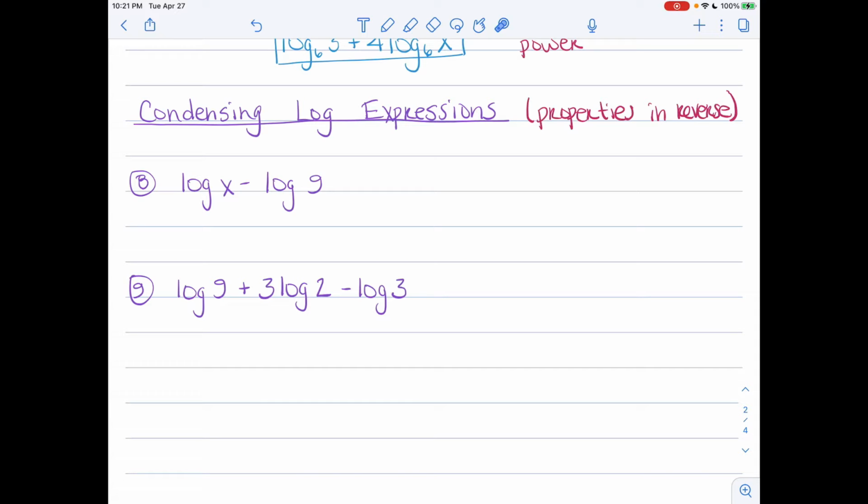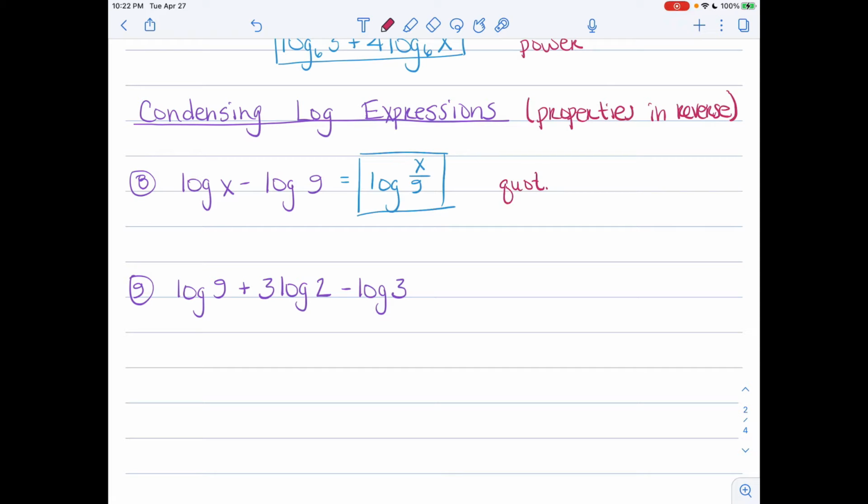So let's take a look at this first one. This first one's kind of easy to get you started. We have log of x minus log of 9. So remember that the property that has subtraction in it is our quotient property. So we can rewrite this as log of x over 9. There's nothing else we can do. We've got it all into one log now, and so we are done. And just as a reminder, we used our quotient property to do it.